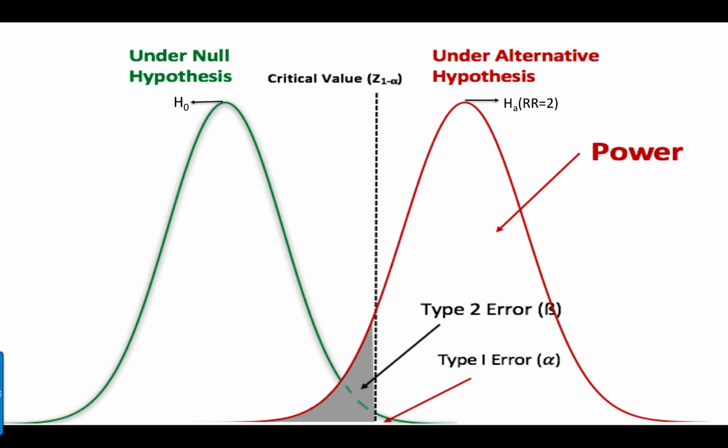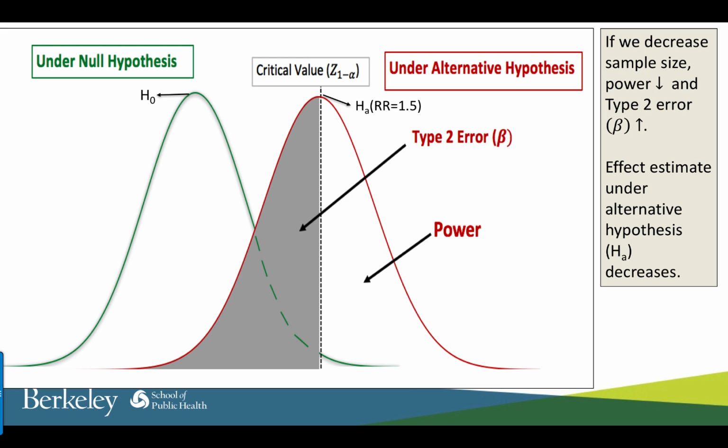Okay, let us discuss more the effect of sample size on power. Take a look at these two distributions under null and alternative hypotheses. Say we have a relative risk estimate of 2 under alternative hypotheses, and say we have a type 1 error of 5%. Now what happens if we decrease the sample size? As we decrease the sample size, the type 2 error increases and the power decreases. You can see that the shaded area under the alternative distribution has expanded. The relative risk decreased from 2 to 1.5.